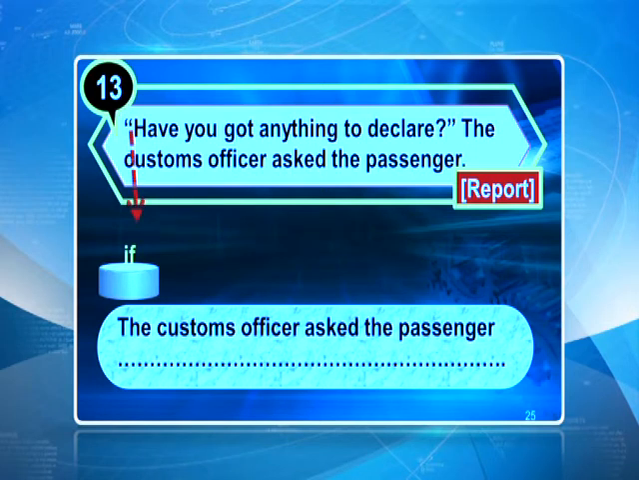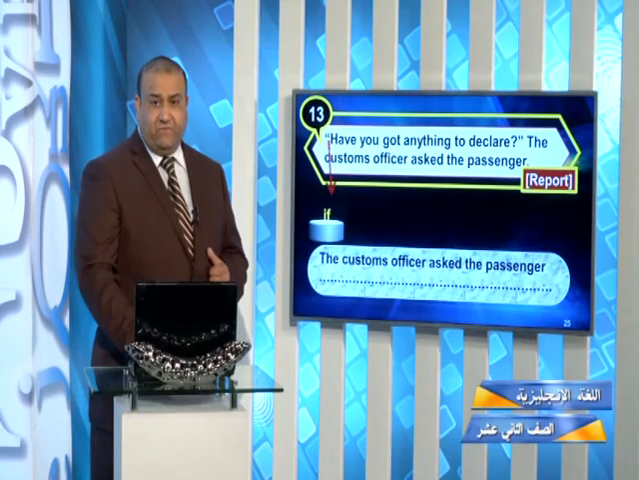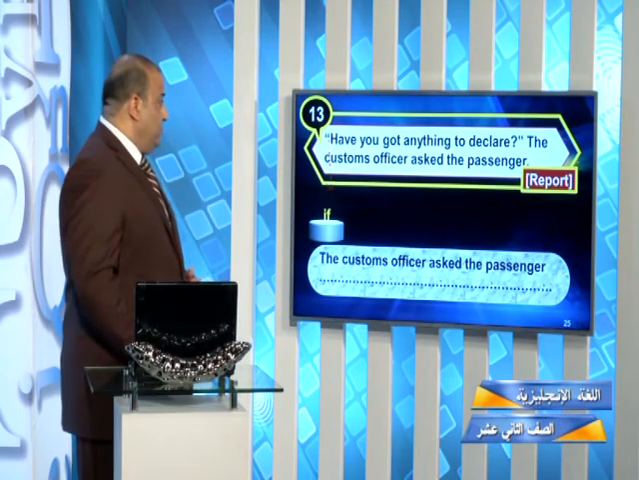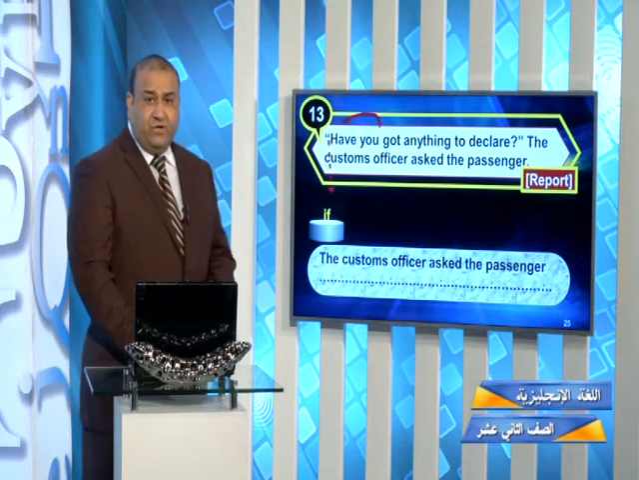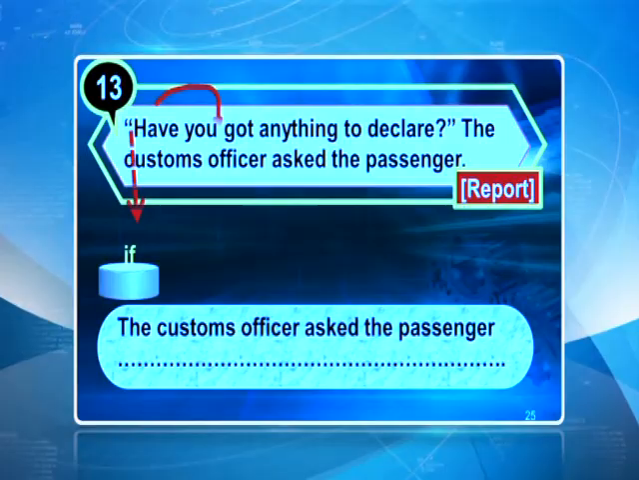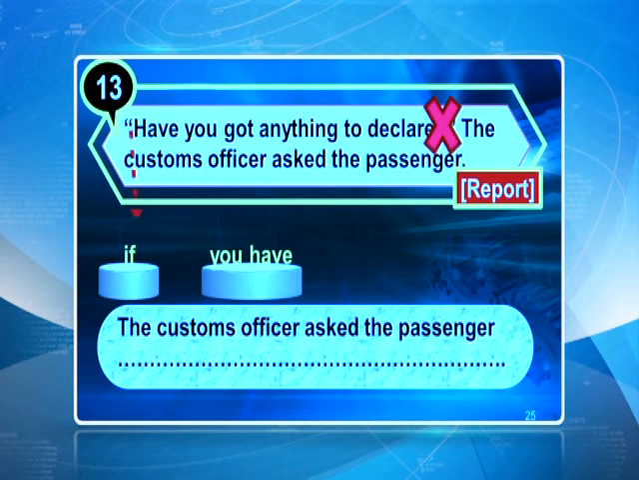Now, the sentence starts with an auxiliary verb, which is have. Why is it auxiliary? Because it is followed by the past participle of the verb get, which is got here. So we have to change the place of the auxiliary verb to after the subject. Why? In order to get rid of the question mark, because questions are not allowed in reported speech sentences. So the order should be like this.